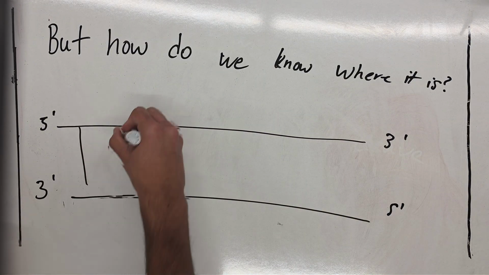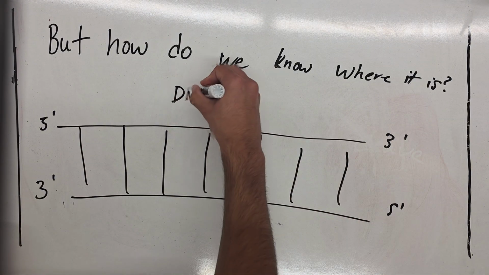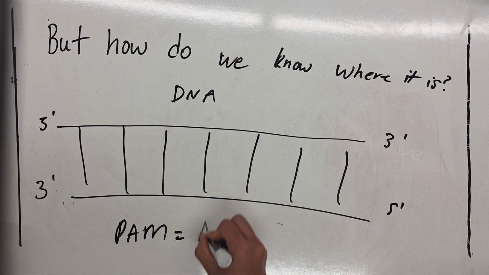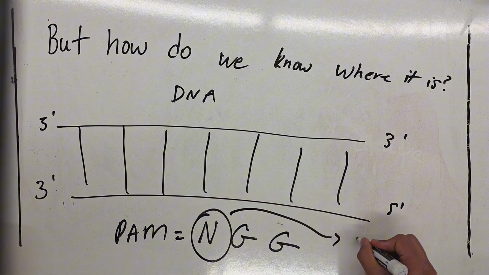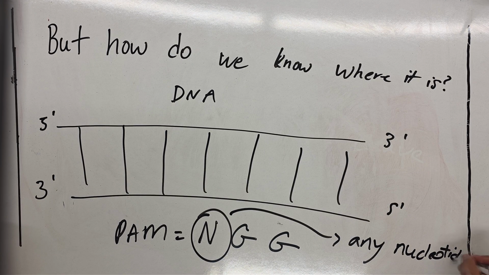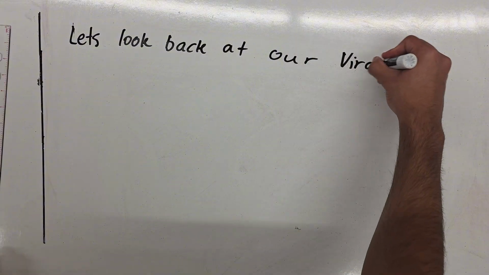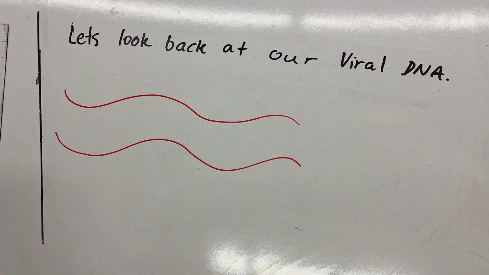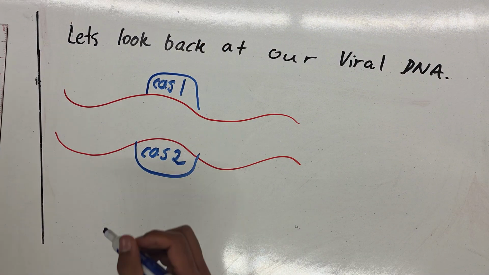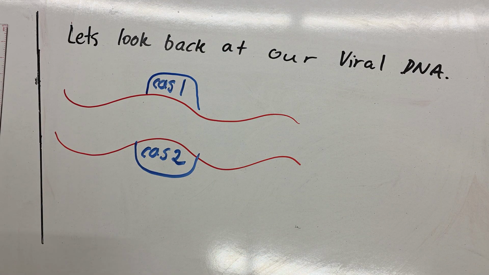But where do we find it? Well, let's look at some DNA right now. You have your 3' and your 5', and you're looking for 3 nucleotides. In this case, we've given the example of N followed by 2 Gs, where N means any nucleotide. So, looking for any nucleotide followed by 2 Gs, or guanines.